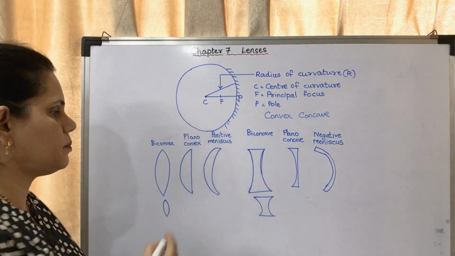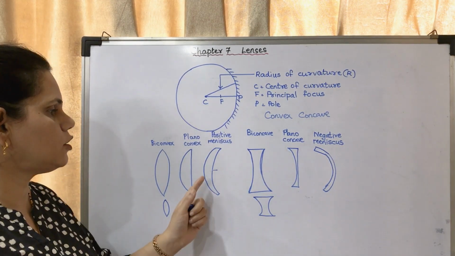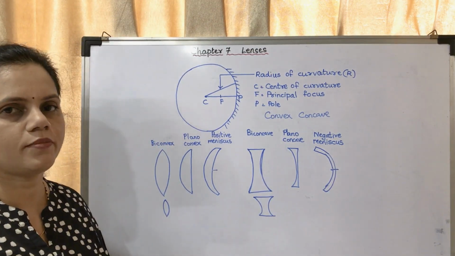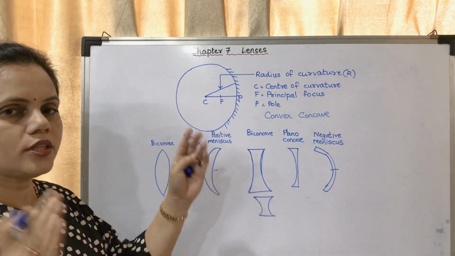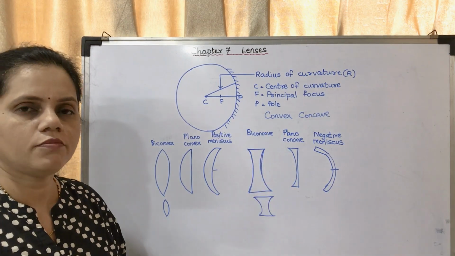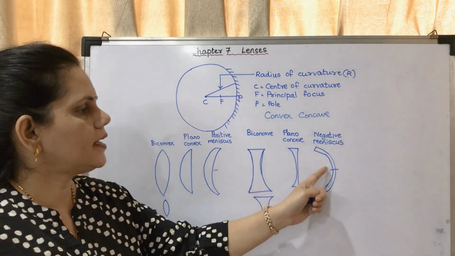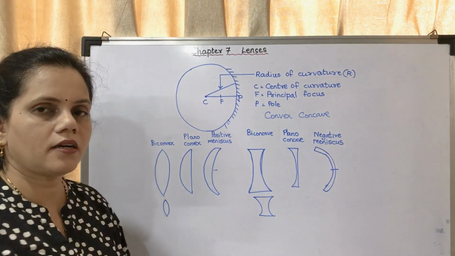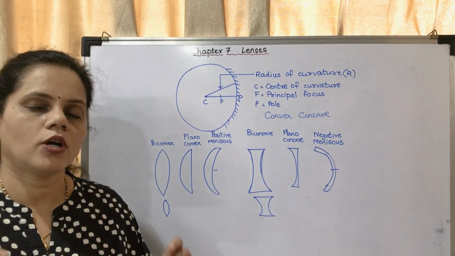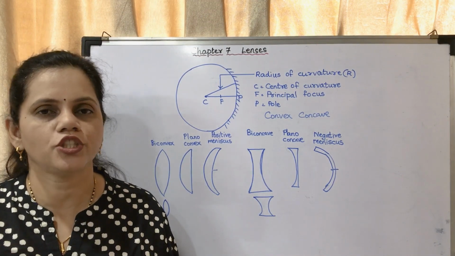This is said to be a positive meniscus. Positive meniscus means the center part is broader. When the center part is narrow, it is said to be a negative meniscus. In this case both the parts are curved, so it is said to be biconcave. This is plano-concave because one side is plane and the other side is concave. And negative meniscus, when the middle part of the lens is narrow. So what are the two types of lenses? Convex lens and concave lens. This much you may remember.